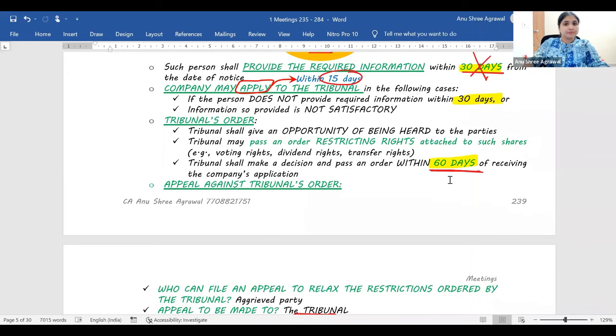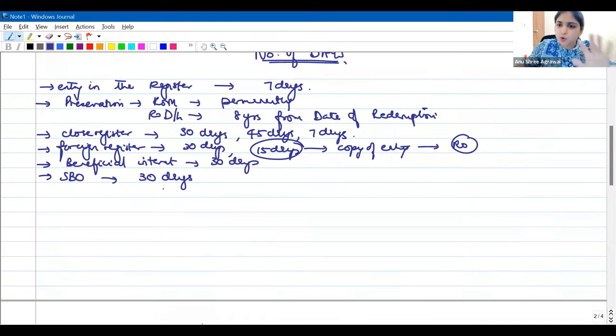Within 1 year. Alright, so we have many time limits here. SBO general time limit is 30 days. When is the time limit 90 days?